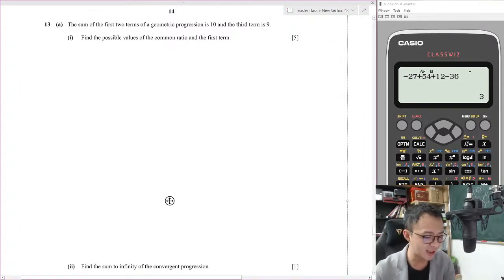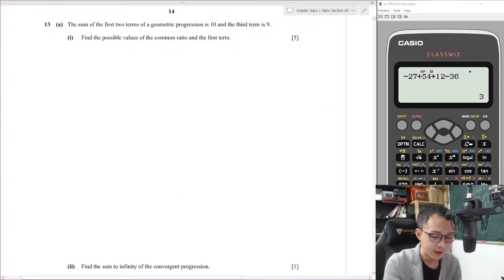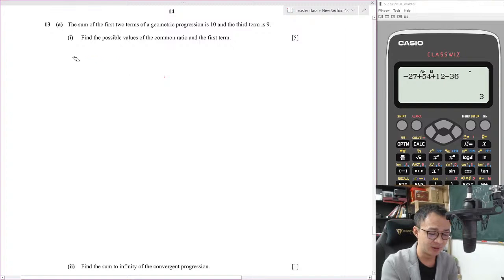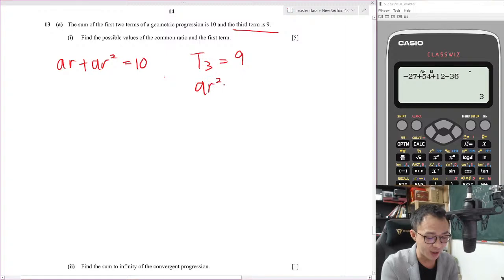Right, so okay, the sum of the first two terms of the GP is 10 and the third term is 9. Find out the common ratio and the first term. This one I can use S2 equal to 10, but in this case I will not use this because I do not know whether my R is bigger than 1 or less than 1. For geometric progression, you have two types of formula. So I want to make my life easier. I will just say AR plus AR squared equals 10. The third term, T3 equals 9, which is AR squared equals 9.